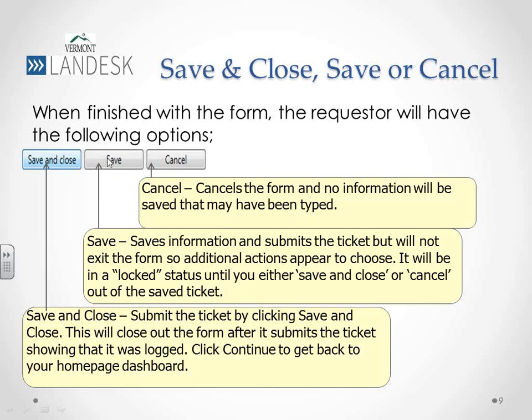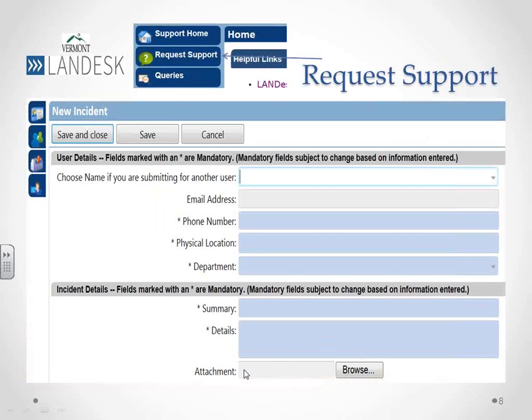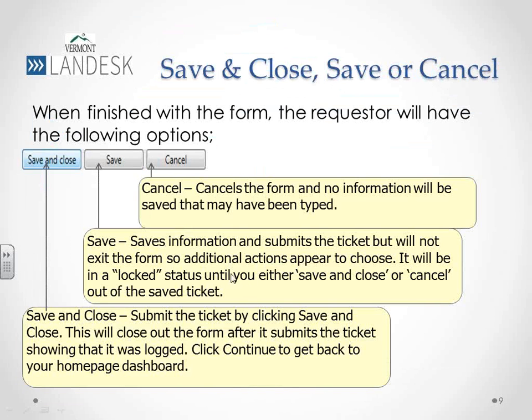Now if you hit Save, it submits the information, but it leaves the form open for you, because when you hit Save, there will be some actions that show up where you could add a CC recipient to the ticket because you want them to be part of the email stream of the ticket. Or let's say you had more than one attachment, because this form only has the ability to attach one. If you need more than one attachment, if you hit Save, the actions come up and there's a Save attachment, and you can add another attachment.